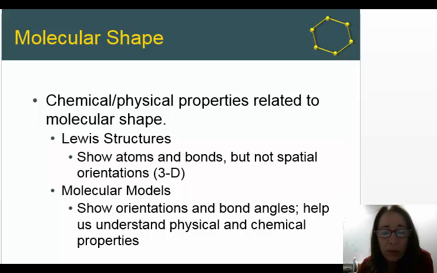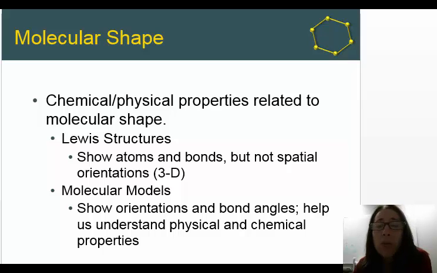In Chapter 5, we're going to be looking at the shape of simple molecules as well as the shape of some polyatomic ions. And this is important for chemists to know because if we know the shape of a molecule, we can predict some of its chemical and physical properties. And that's an important part of the scientific process.